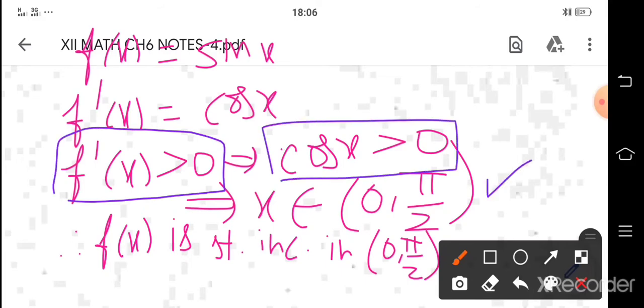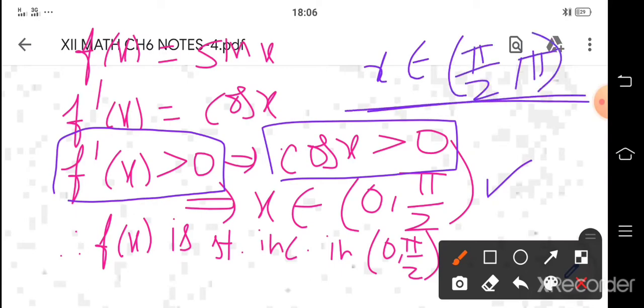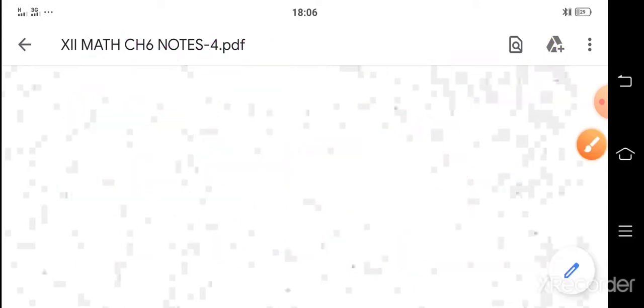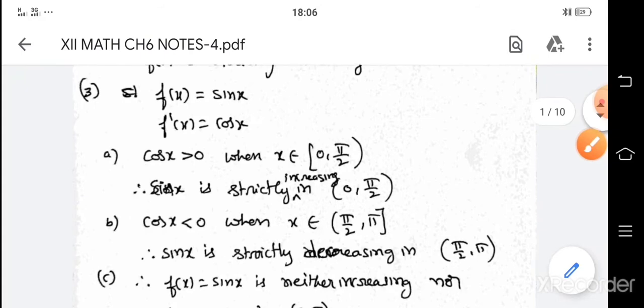When cos x is less than 0, it is the second quadrant where cos is negative, so x belongs to the open interval (pi by 2, pi). So for the second part, x belongs to (pi by 2, pi), the second quadrant. So that's what it is, and you can note this solution for that question.